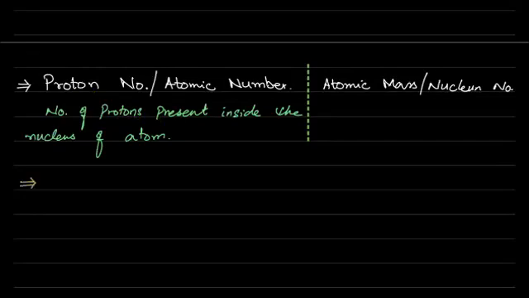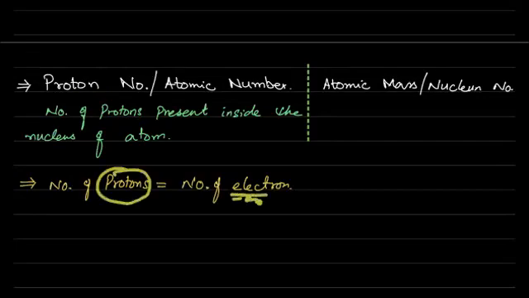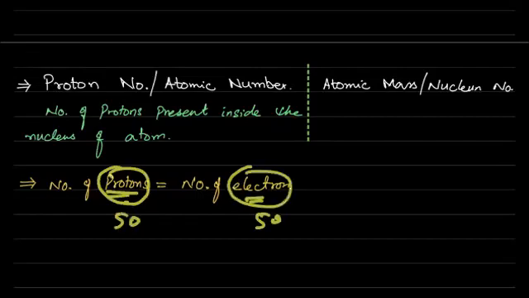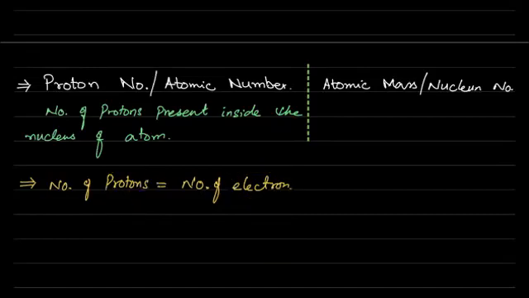And in a neutral atom, make sure the number of protons is equal to the number of electrons. If an atom has 12 protons, electrons will be 12. If an atom has 20 protons, the number of electrons will be 20. If an atom has 50 protons, electrons will be 50. If an atom has 100 protons, electrons will be 100. So the protons and electrons will remain the same.